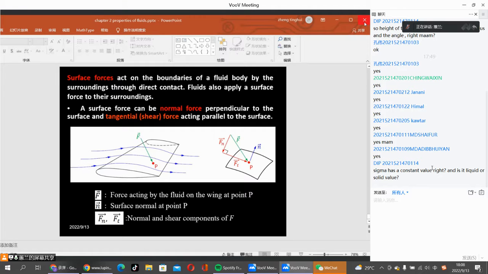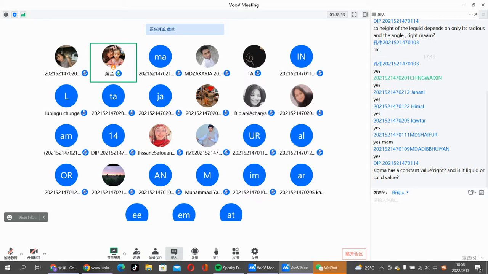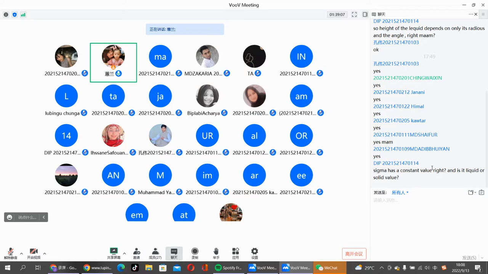We'll continue to study fluid statics. For the introduction part, we don't have assignments, but for fluid statics we will have assignments. Also, after we finish the study of fluid statics, we will have the first quiz.